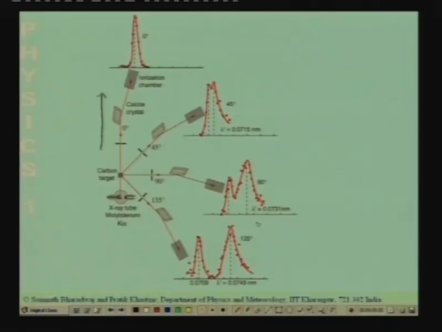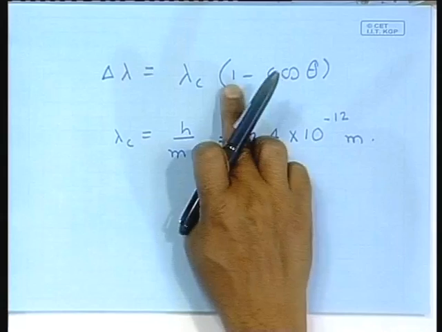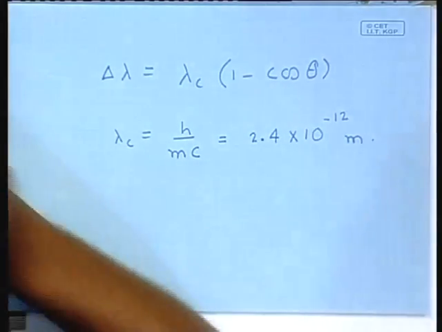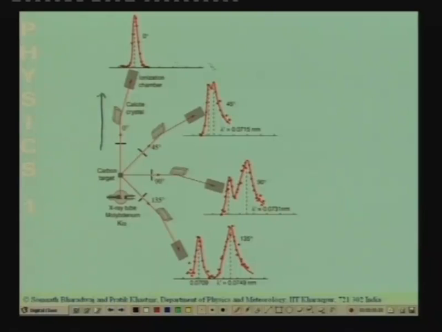So, the pattern that you see here is quite close to what you expect from this qualitative discussion. The shift in the wavelength you can see here increases with theta, and this shows you 45 degrees, 90 degrees, 135 degrees, and notice that at 135 degrees the shift that you see here is maximum.